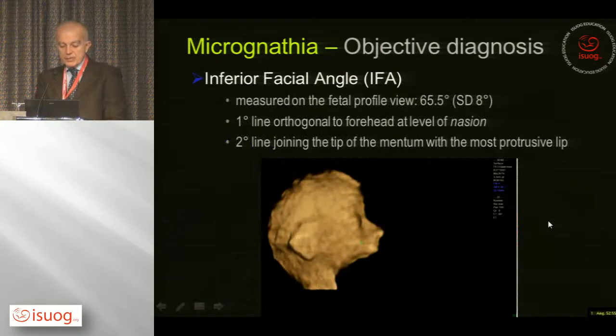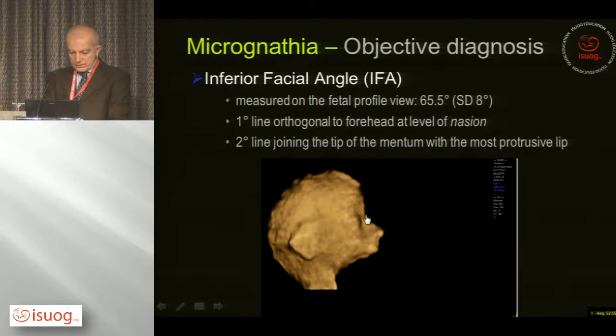The other approach we found very useful was the inferior facial angle, described by Rotten and Revillard some years ago, and it is taken in this way. I don't know whether in the background of the audience you may see actually the measurement, but the first line is taken here. You see the green line at the level of the nasion, orthogonal to the forehead, and the second line is taken here from the chin to the most prominent lip, the lower or the upper one. In this case, it was some 30 degrees, you see here. It was a clear-cut case of micrognathia.